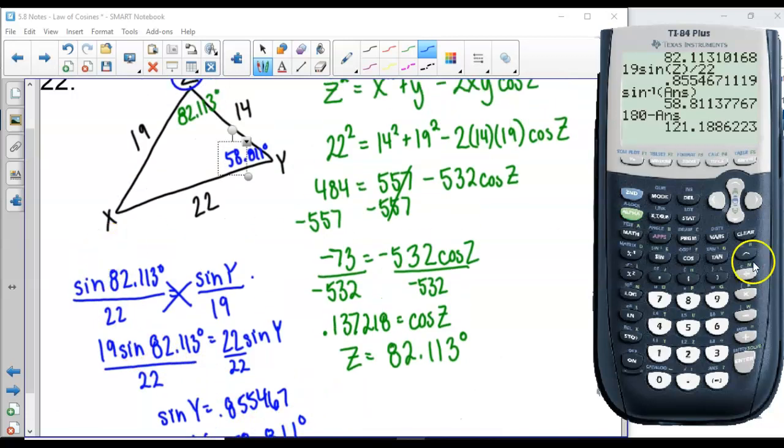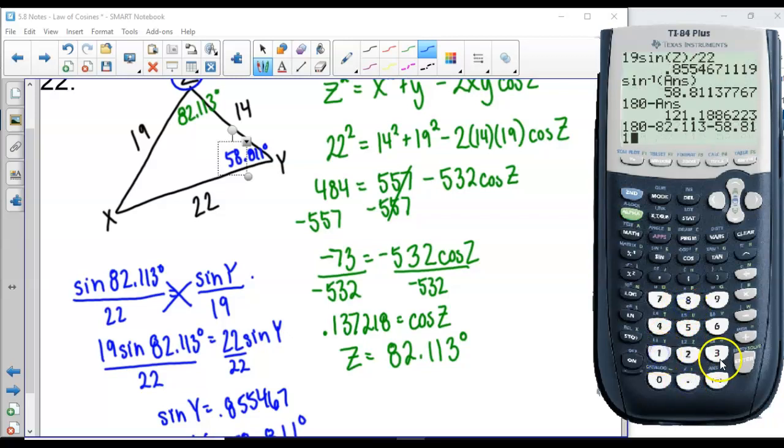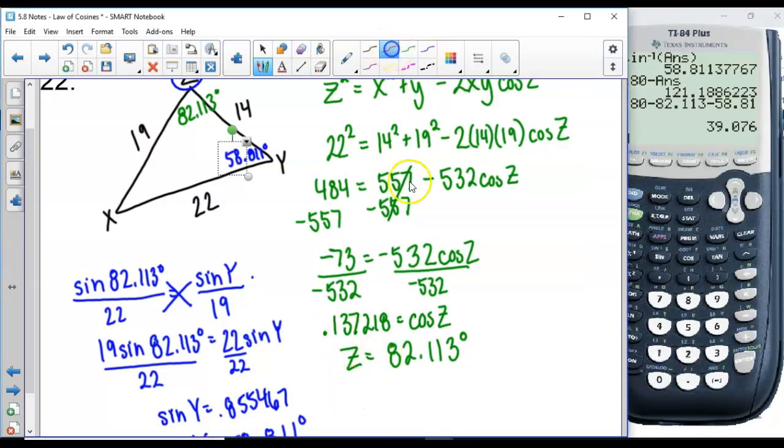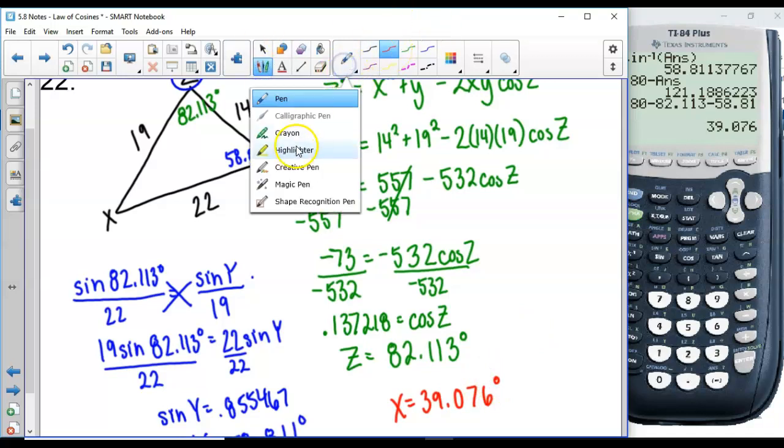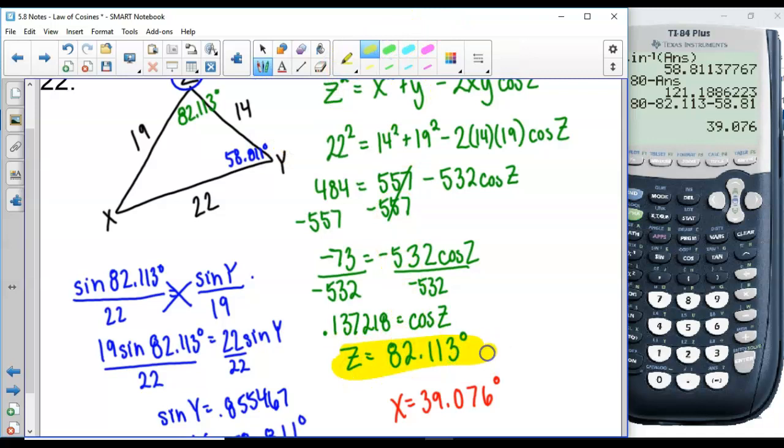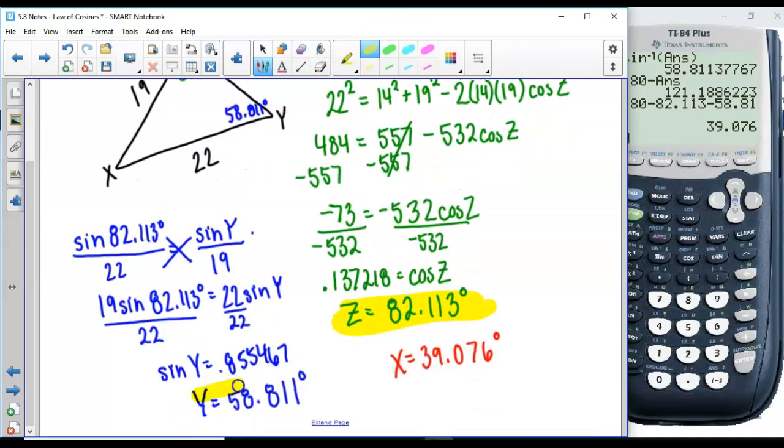And then, for the last one, thank goodness we can just do 180 minus 82.113 minus 58.811. And that's going to give us 39.067, so angle x is going to be 39.076 degrees. I'm sorry, I said that backwards. So for our answer, we had this 82, the 58, and the 39.